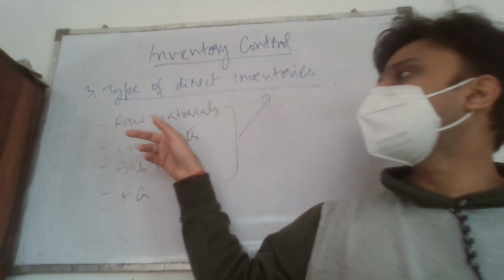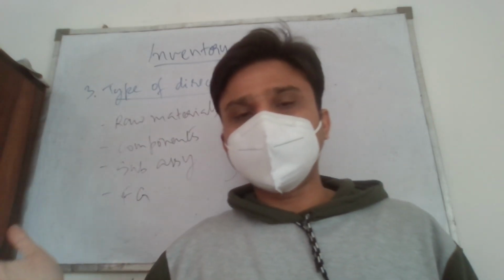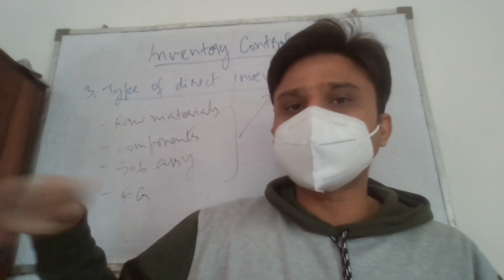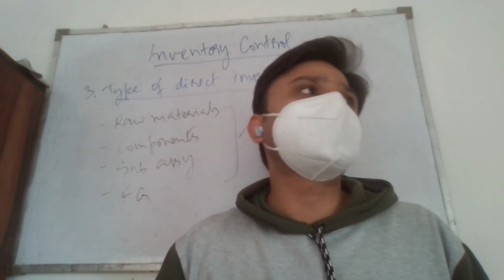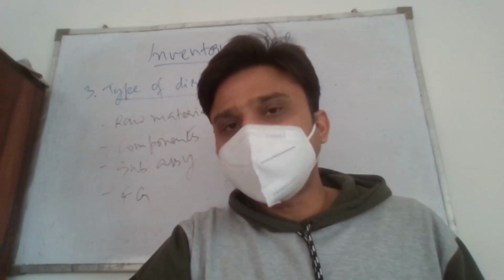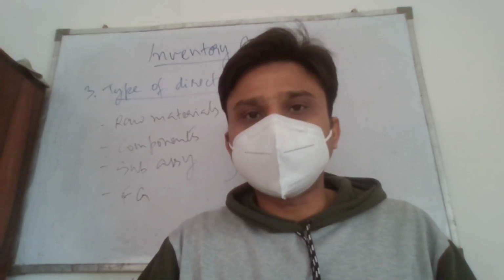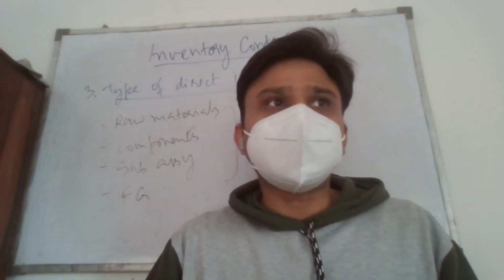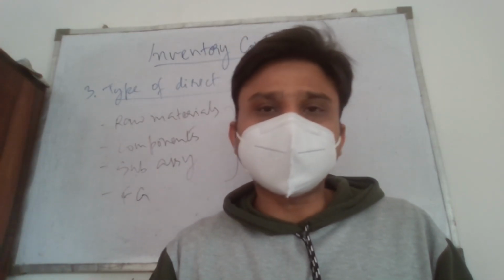So raw materials mean the basic raw metals, things which are used in manufacturing our product. For example, in manufacturing a car body, we need the steel blank. So steel is the direct inventory. Then we need nuts and bolts. So nuts and bolts are your components. And then we have sub-assemblies. Sub-assemblies means, for example, the car door assembly. That is manufactured and assembled somewhere, and then it is brought near the car and attached to it.